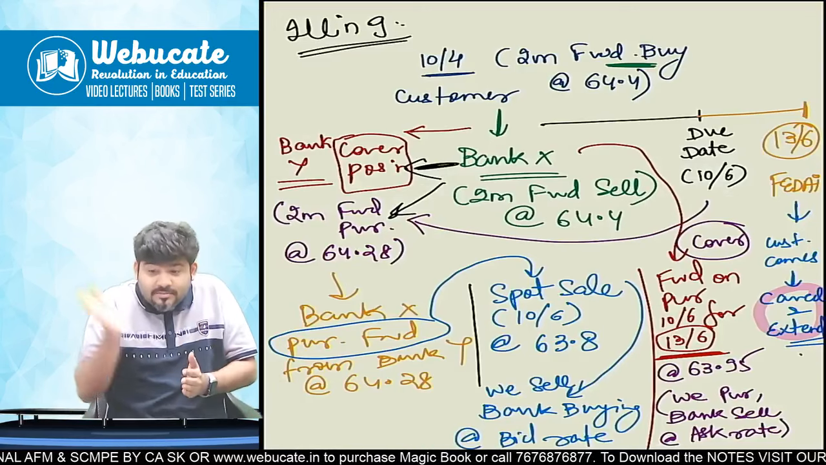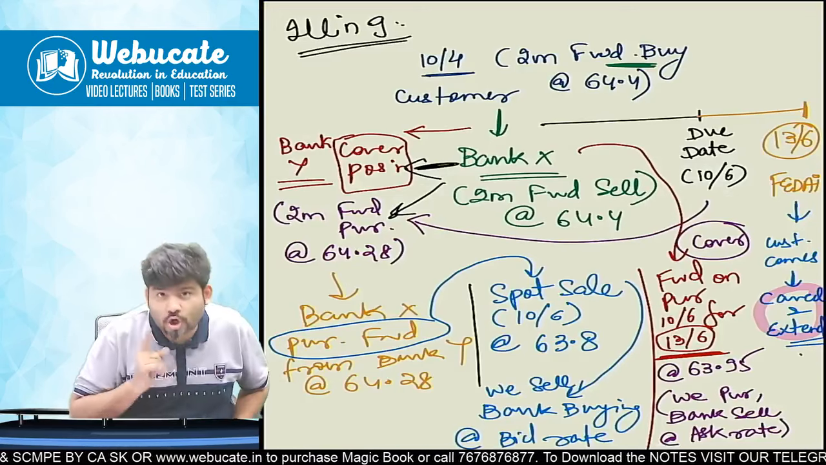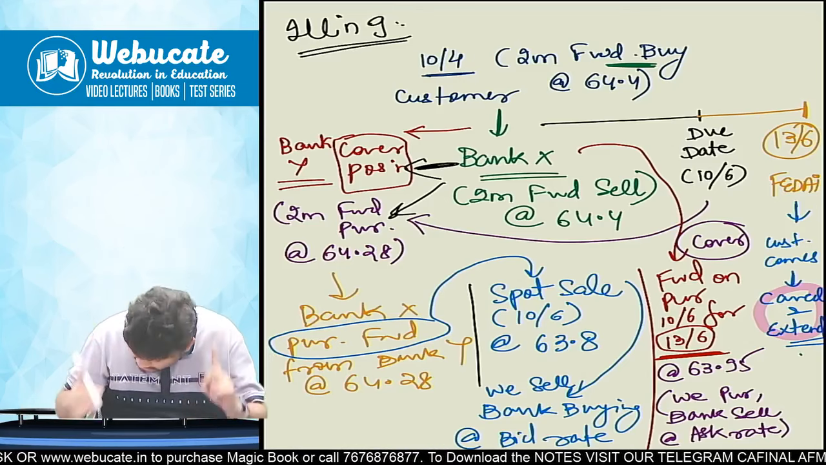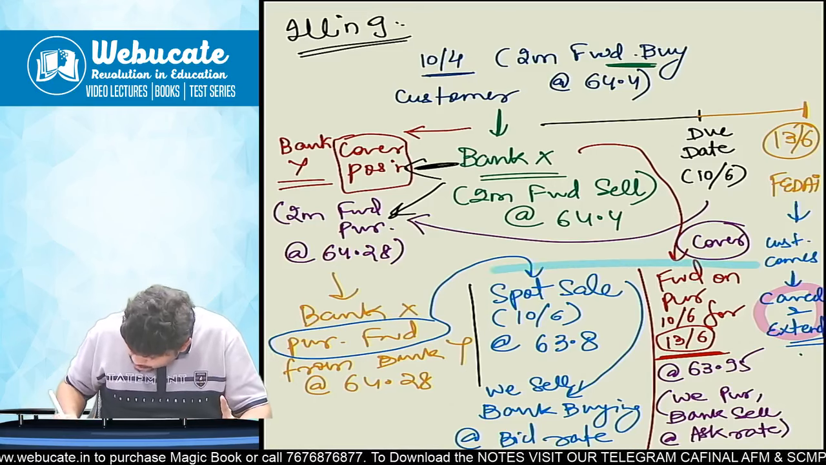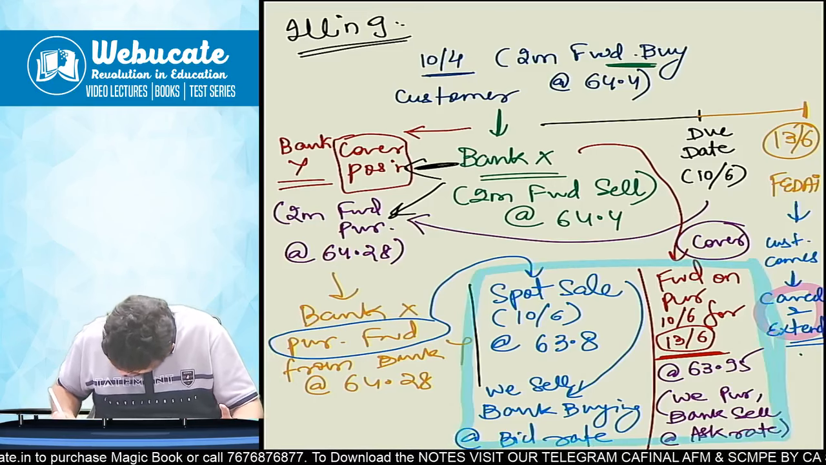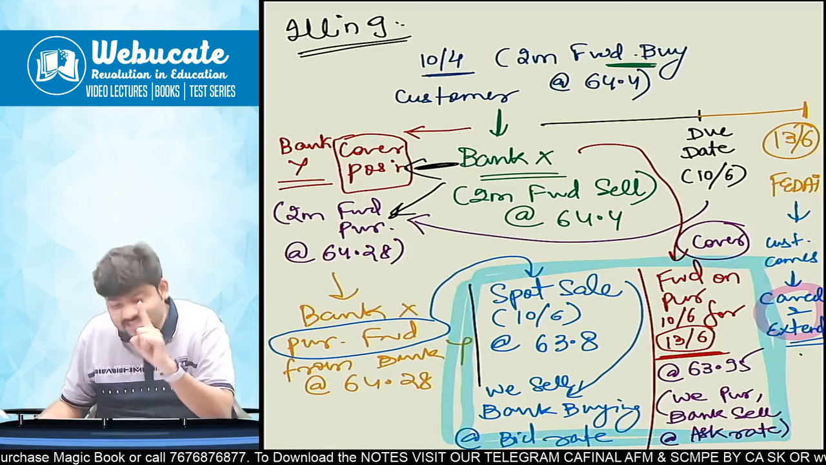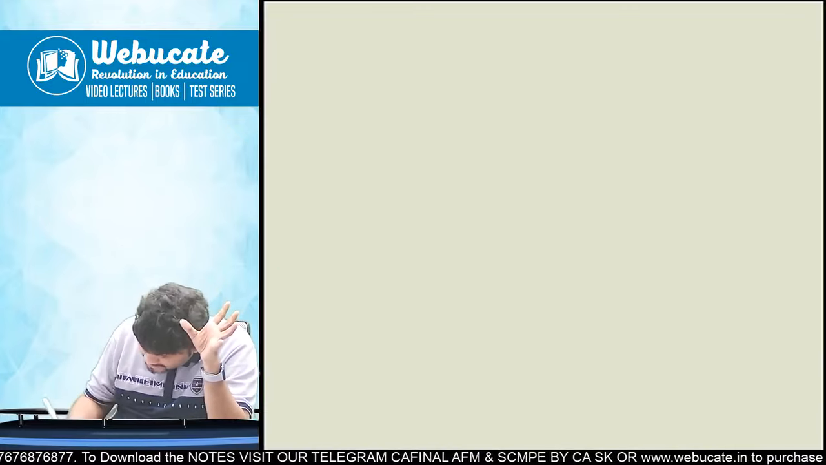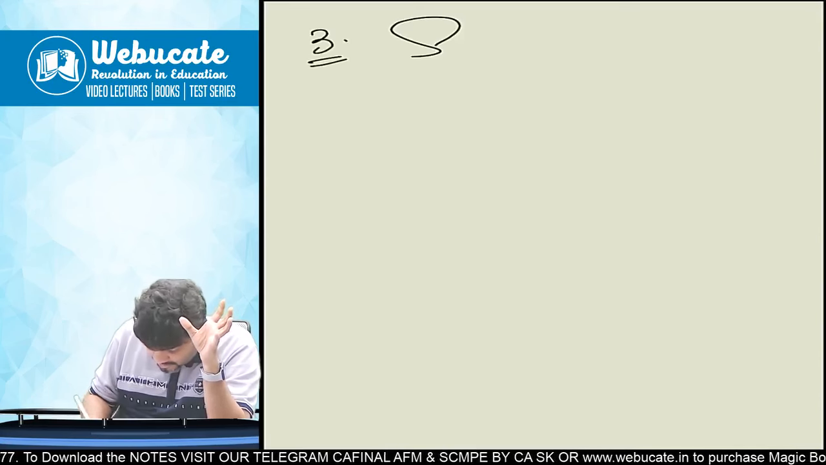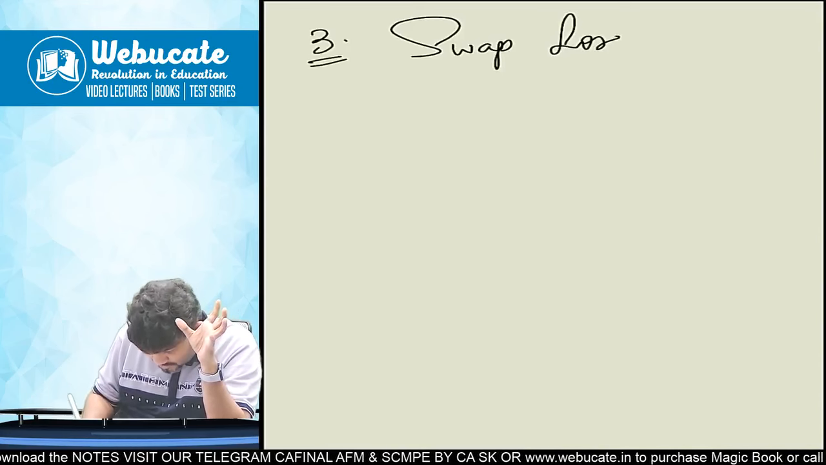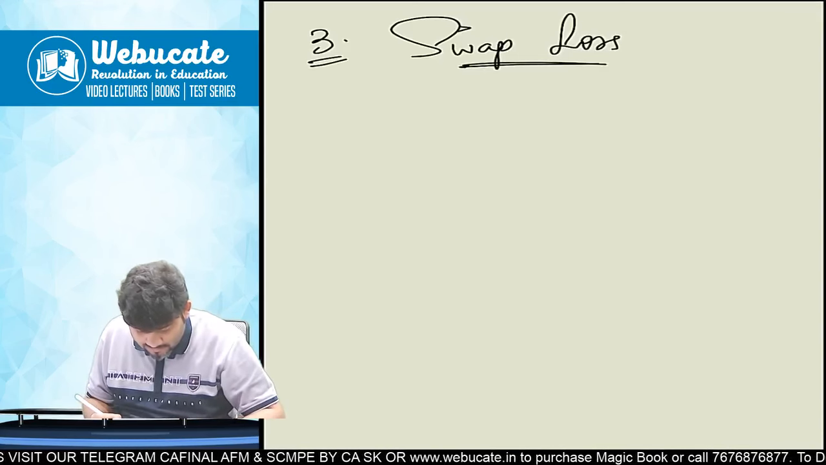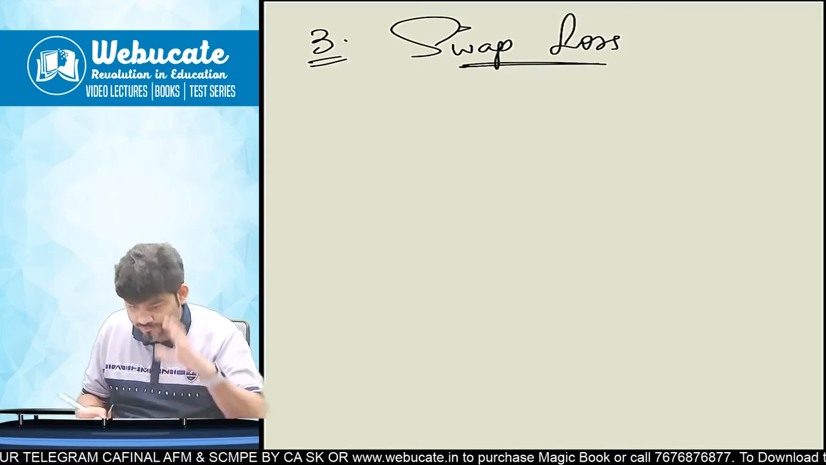Because the customer did not come on 10th of June, what did you have to do? You had to do a spot sale and you had to do a forward purchase. That is your swap loss. I hope now you are comfortable with this, right? So third is swap loss.